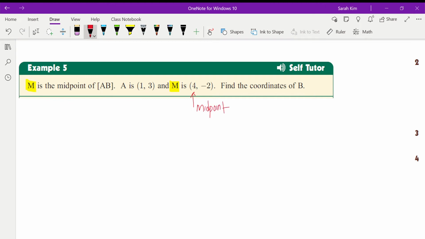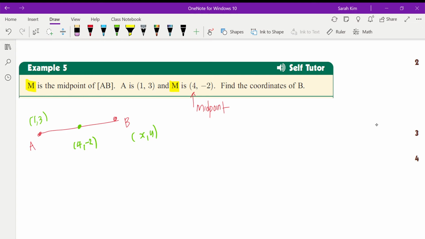So A and B, let's just draw random 2 points. Not to scale or anything. A and B have a midpoint. Alright, and that point is 4, -2. My A, I already know, it is 1, 3. And B is what I don't know, so I don't know my X, my Y.